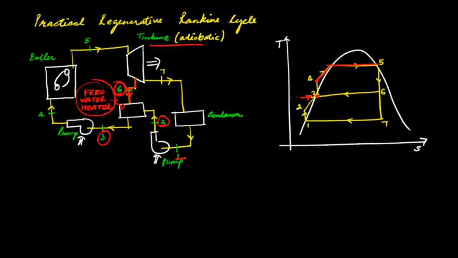Next, let us calculate what is the fraction of steam that we must extract at state 6 from this turbine, so that upon mixing with this liquid at state 2, the resulting liquid at state 3 is a saturated liquid, that is, quality at state 3 is 0. So to obtain this fraction of steam that we need to extract, let's consider a control volume around the feed water heater.